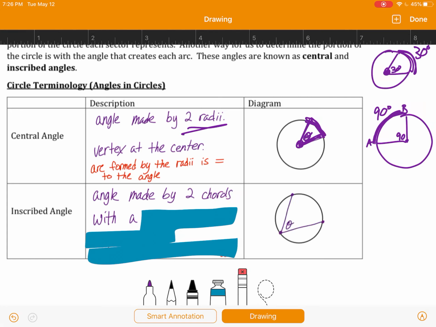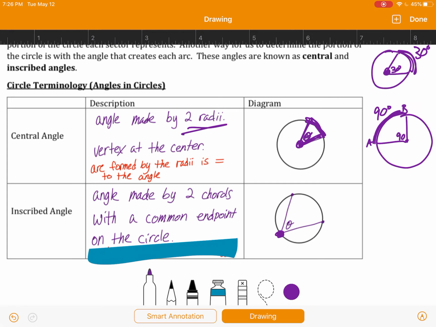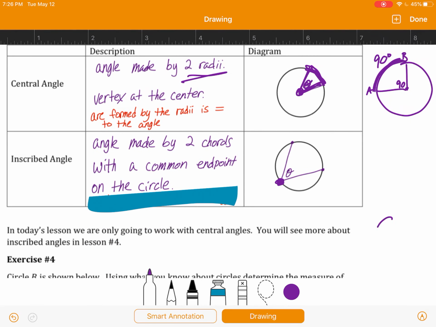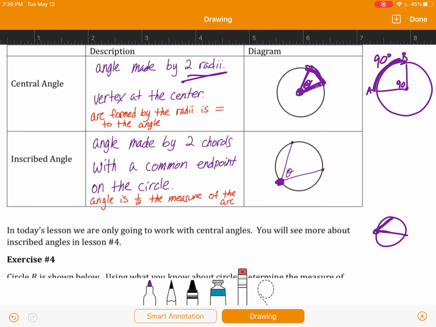So an inscribed angle is made by two chords. So it's going to meet on a point on the circle. Okay? And the two chords are going to have a common endpoint. That's the point where they touch. Okay? So a non-example of this, one that's not an inscribed angle, is if you had a chord here and a chord here. Those two chords don't touch, so you're not going to get an angle there. But if you had one like this, where they do touch right here, then this is the rule that happens.